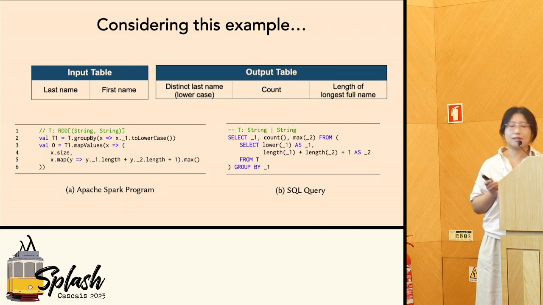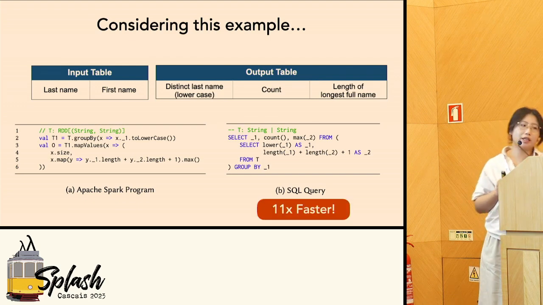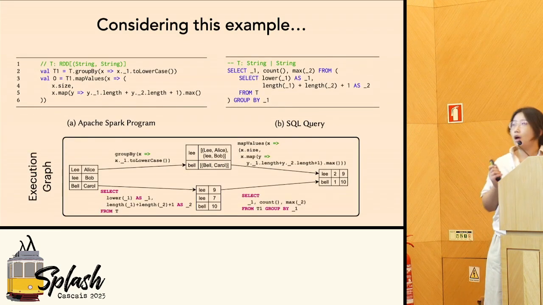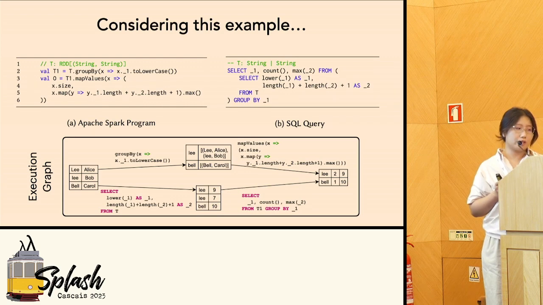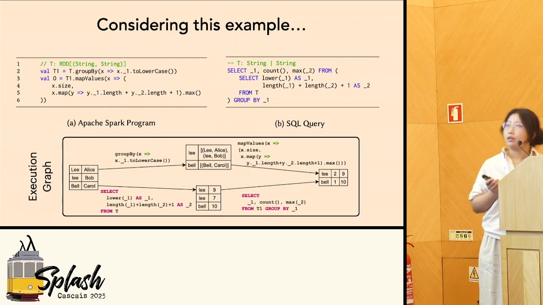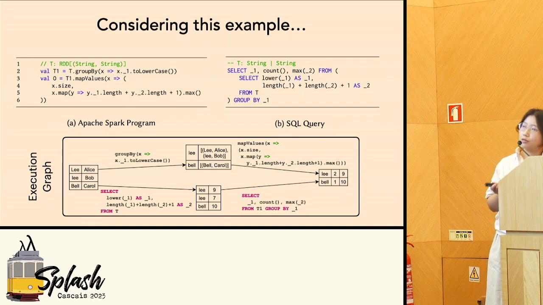As you can see, the first thing I would like to highlight is that the SQL query here is 11 times faster. Furthermore, the two programs actually compute the output in a very different way. Consider the diagram at the bottom of the screen, which shows the execution of the two programs on a particular input. The top part shows the execution of the Spark program, and the flow down here shows the execution of the SQL query.